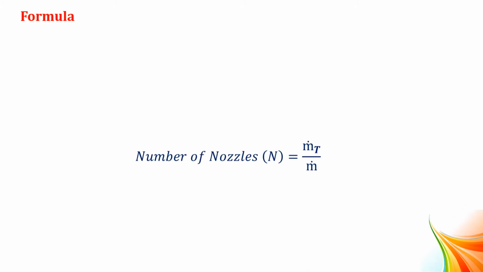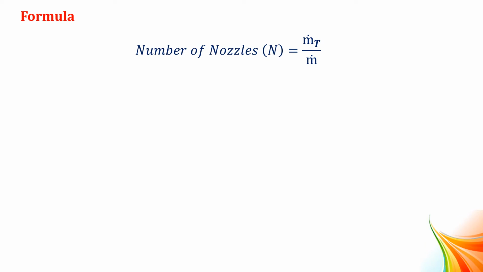Before going to solve the problem, we have to know the formula for finding number of nozzles. Number of nozzles N equal to mt divided by m dot, where mt is the total mass of steam supplied to the steam turbine and m dot is the mass of steam supplied to the turbine by single nozzle. So the mt value can be calculated from the specific steam consumption value which is given in the problem, and m dot we can find out by using this equation At Ct divided by Vt.